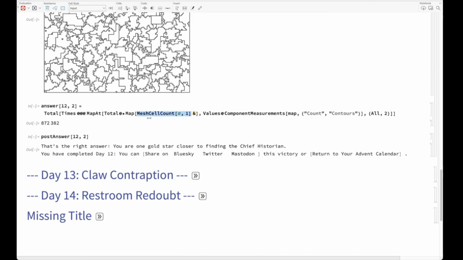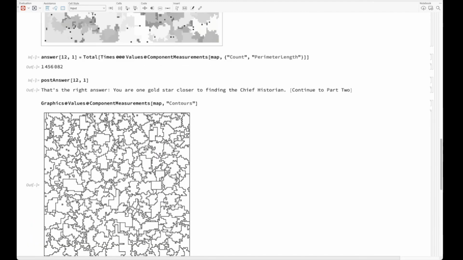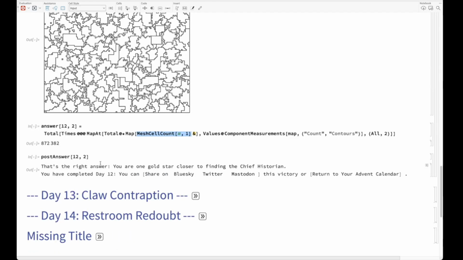So mesh cell count counts. The number one is the dimension. Basically, that function is going to count how many lines you have, one-dimensional elements or one-dimensional cells in this mesh, where the mesh is just a list of lines, and you do the exact same thing as before. You just count them up.